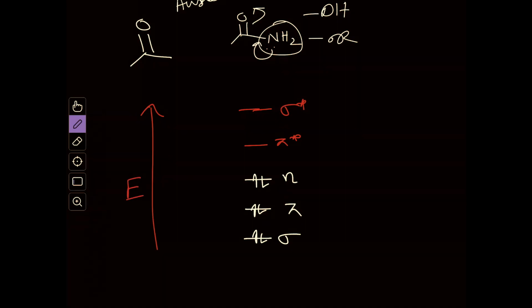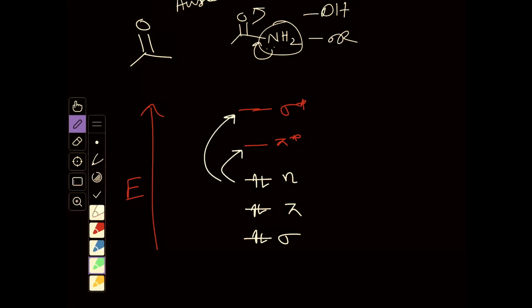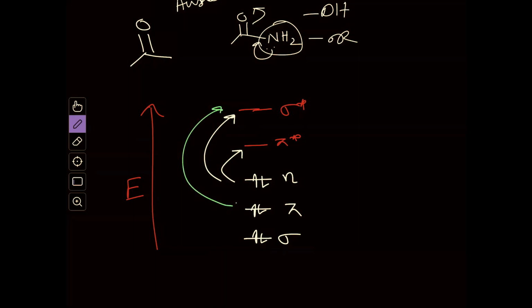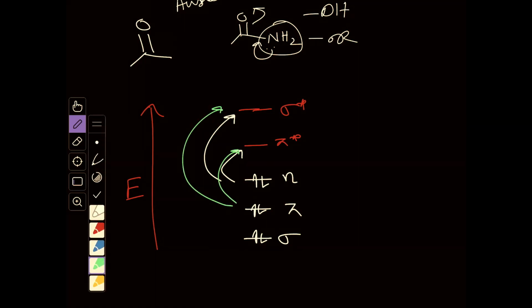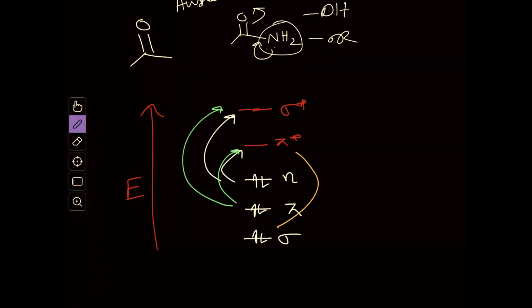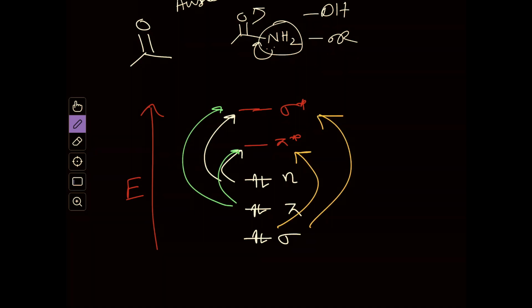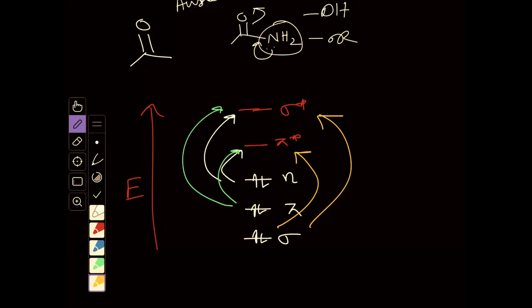Now when the molecule absorbs energy, transition can occur. Several transitions are possible. For example, n to pi star or n to sigma star. Similarly, pi to sigma star and pi to pi star are also possible. Another possibility is sigma to pi star and sigma to sigma star. So all these six transitions are possible. From all filled orbitals, transition can occur to all empty orbitals, but not all these transitions are allowed.